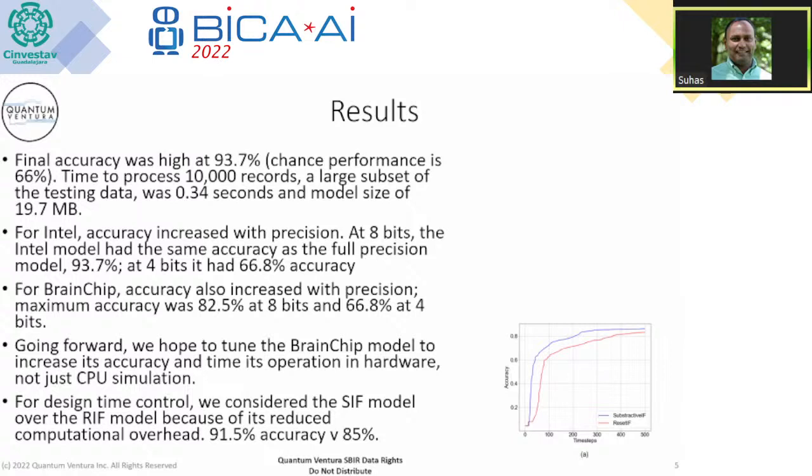CPU simulation. With regards to the design time control, the subtractive integrate and fire was chosen over the reset integrate and fire model because it had greater accuracy. You'll see in the plot on the right, where the blue is the subtractive integrate and fire, regardless of the number of time steps that you run that model, it's always giving better results than the red line, which is below it, the reset integrate and fire model.